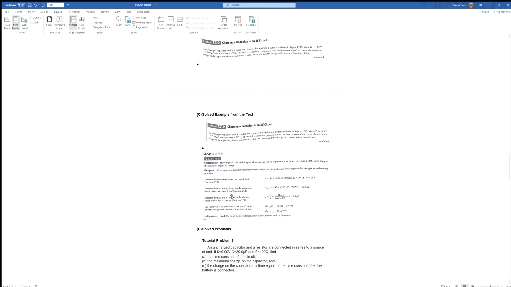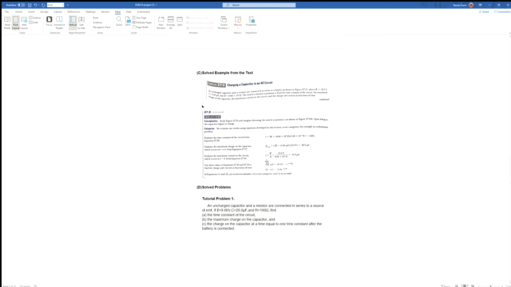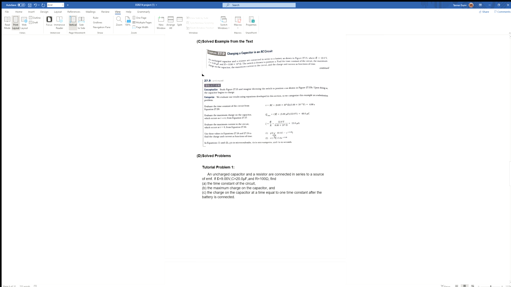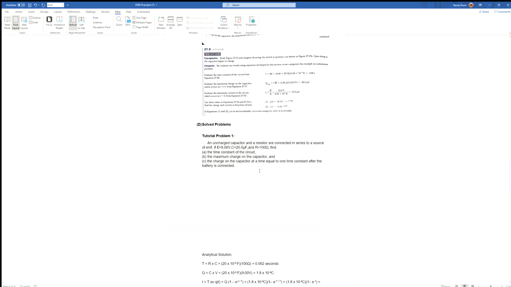A solved example from the text shows how we can apply some of our rules, such as tau, which is a time constant, resistance times capacitance. Our max charge is capacitance times our EMF, or our battery. Our initial current is EMF over resistance. And then our functions relate to these values being plugged in to them.